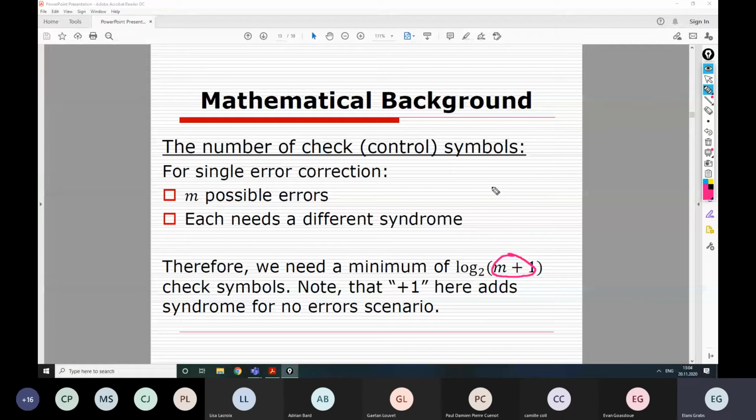So basically this way we also find that number 3, because log 2 of 7 plus 1 is exactly 3. And that's why I used 3 bits per each syndrome. That +1 came from the syndrome for the case without errors. Yes, when no errors have happened.